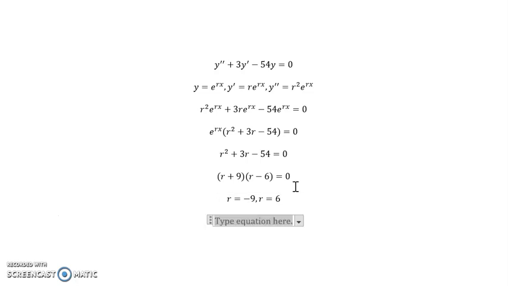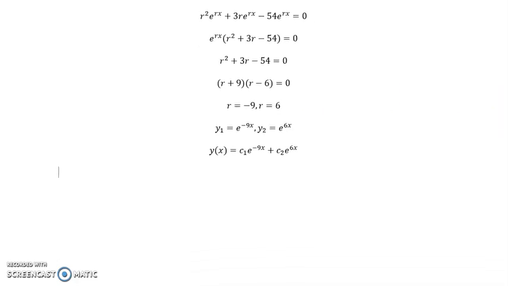And so we're going to get two solutions: y1 is e to the -9x and y2 is e to the 6x. And so our final solution, y of x, is going to be c1 e to the -9x plus c2 e to the 6x. And we can verify that these are in fact independent solutions that satisfy the equation by calculating our Wronskian.